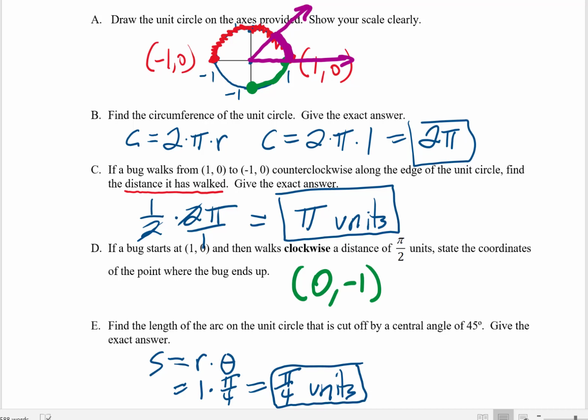I probably could have just thought that one through. In the last part, we had already figured out that pi over 2 took me on essentially a 90-degree angle. 45 would be half of that. Half of pi over 2 would be pi over 4. Notice that on the unit circle, since the radius is 1, the arc length and the central angle will be the same.